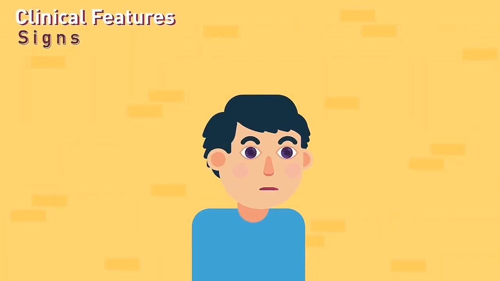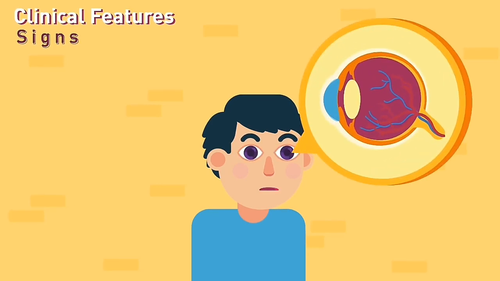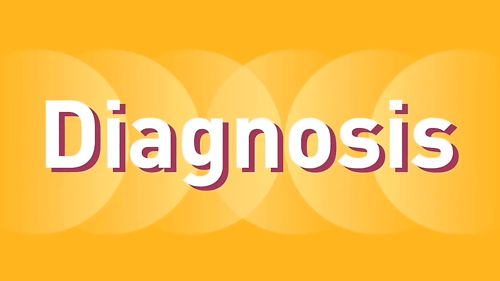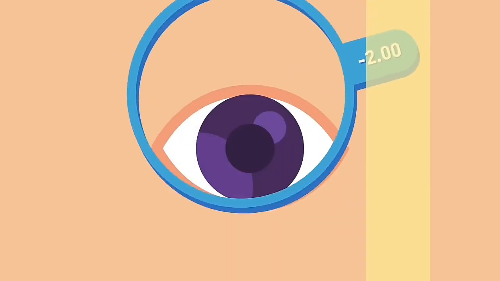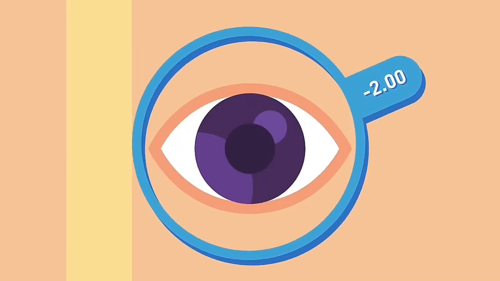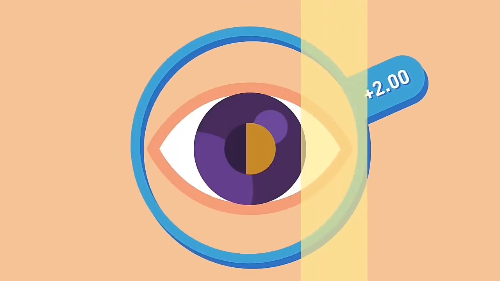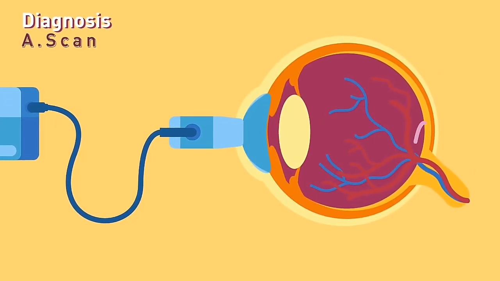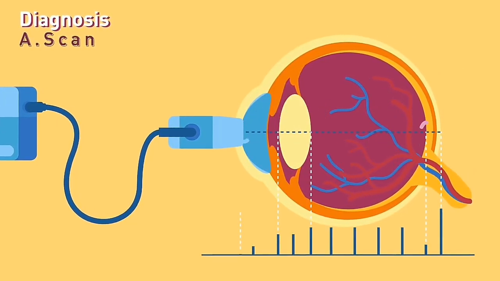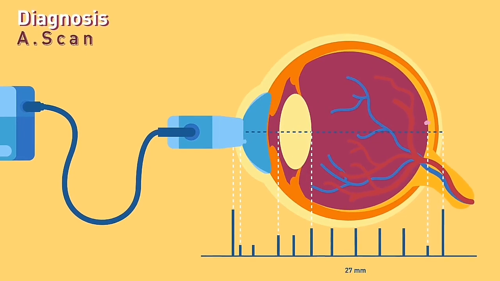Signs. Prominent eyeball, as the eye is big. Retinal changes in pathological myopia. Diagnosis. Retinoscopy: a handheld device that throws light in the eye, allowing us to observe its movements and reflection, hence helping to confirm the refractive error. A scan: a small ultrasound probe that throws ultrasound waves in the eyeball and then detects their reflections or echo timings, calculating the eyeball length.